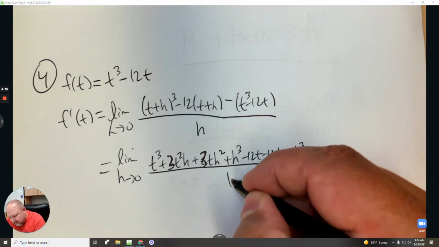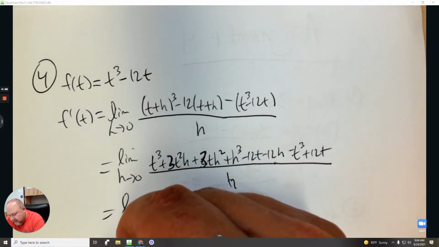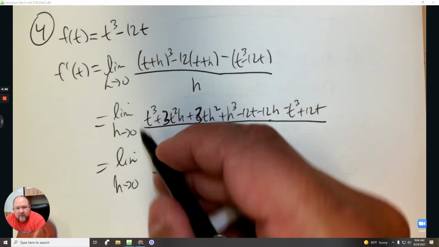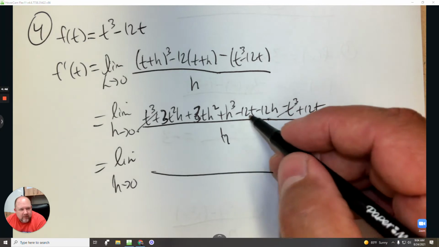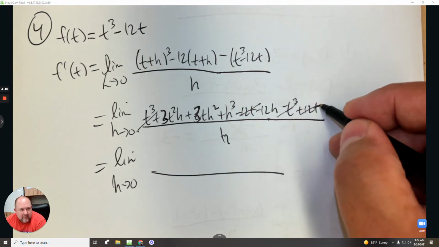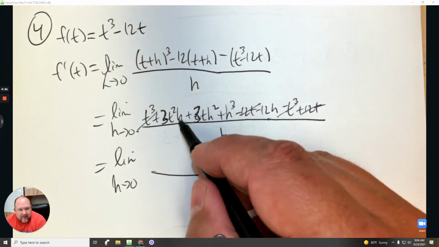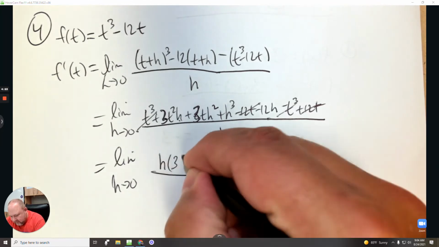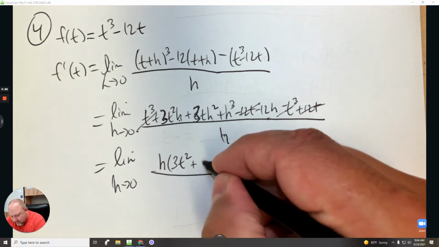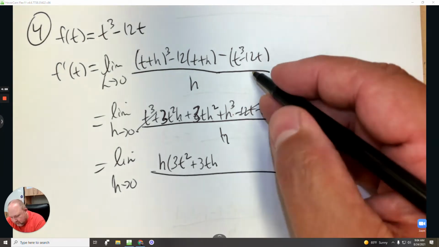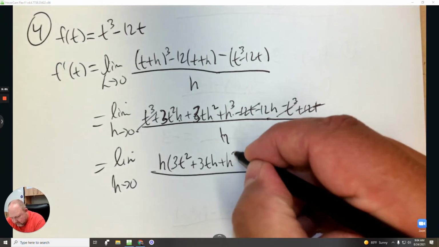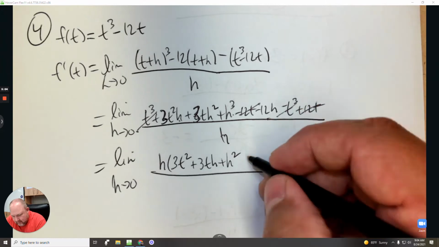Now it's going to get better. So now we combine like terms. So t cubed, they cross out. What else crosses out? Negative 12t and positive 12t. And then we're going to factor out an h. So we have an h, that's 3t squared. We have an h, that's 3th. We have an h cubed, so it's h squared. And then negative 12.